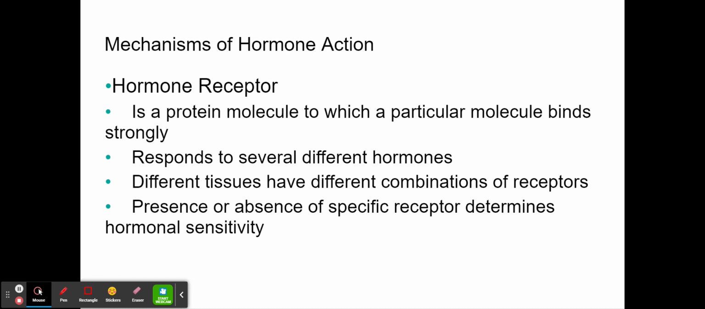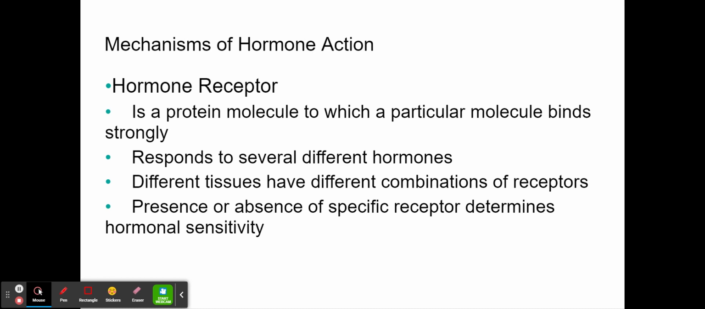To affect the target cell, a hormone must first interact with an appropriate receptor. A hormone receptor, like a neurotransmitter receptor, is a protein molecule to which a particular molecule binds strongly. Each cell has receptors for several different hormones, but cells in different tissues have different combinations of receptors. This arrangement is one of the reasons hormones have different effects on different tissues.